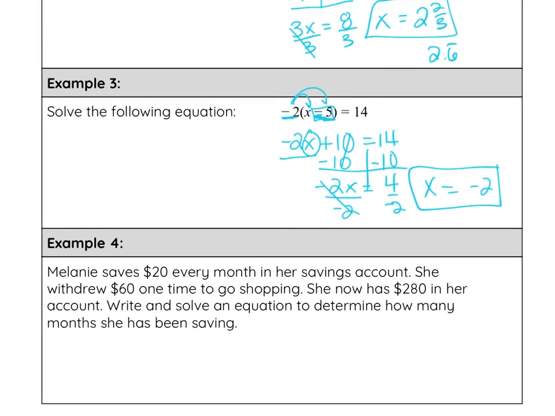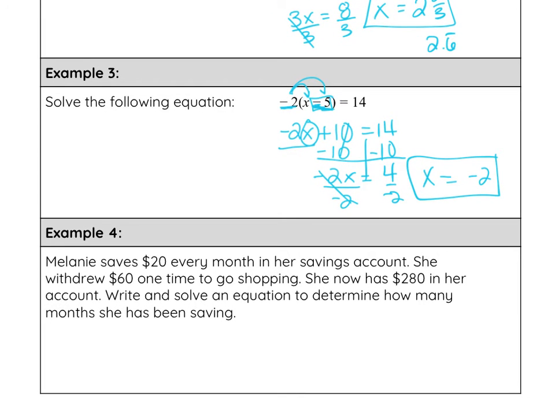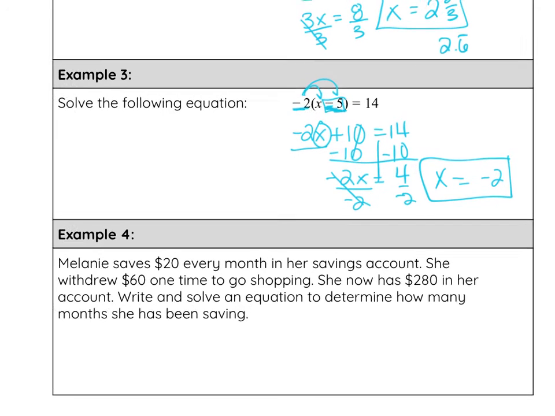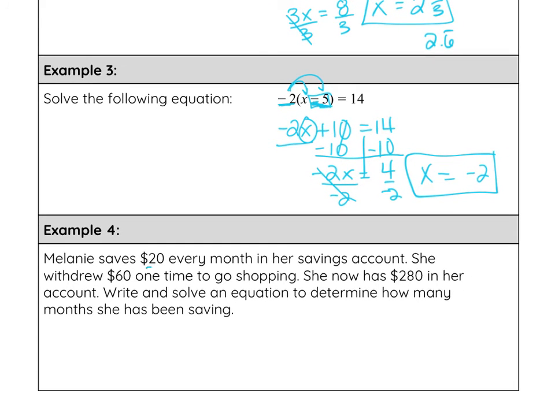Last type of question is writing an equation. So it says Melanie saves $20 every month. This is happening every month in her savings account. She withdrew, means takes out, $60 one time to go shopping. She now has $280 in her account. Write and solve an equation and determine how many months she's been saving.